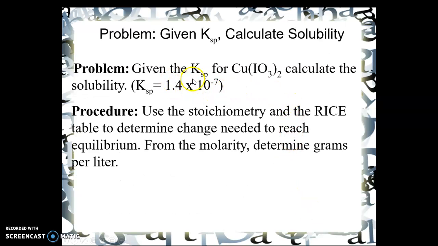Here's one for you to do, and I'll turn the video off. Just pause it and do this one, and then check your answer. And it says to use the Rice tables. So try this, and then we'll get started again. If you looked at the stoichiometry here, the copper iodate breaks up into 1 copper and 2 iodates, and you're given the mass action product there.